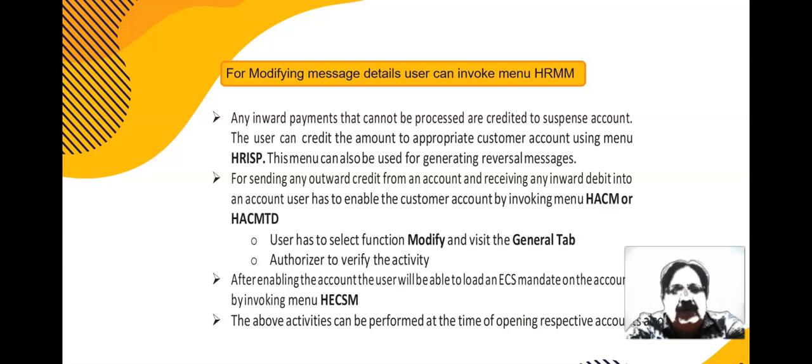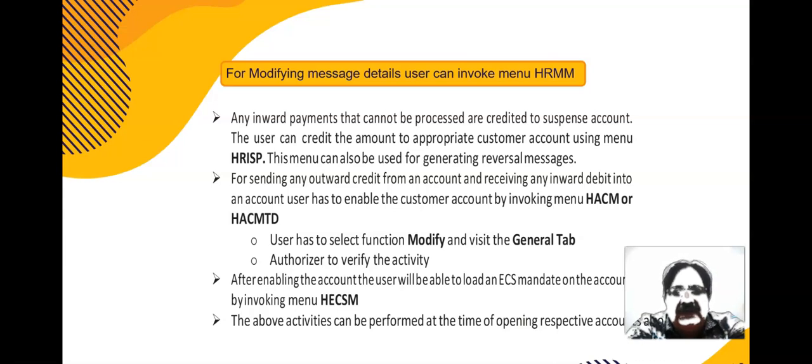HRRISP, right? For sending any outward credit from an account or receiving any inward debits into the account, the user has to enable the customer account by invoking HACM. So the account has to be updated for any debit or any credit by command HACM and HACMTD, right? The user has to select modify, visit the general tab details, right? And the authorizer has to verify this, right? So for modifying messages, the detailed user can invoke menu option HRMM.